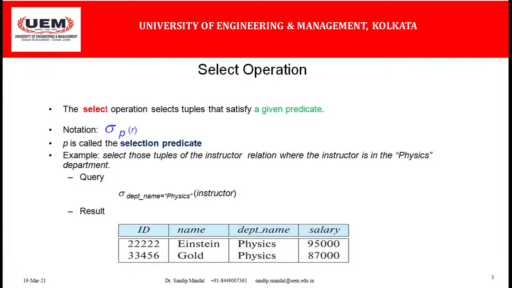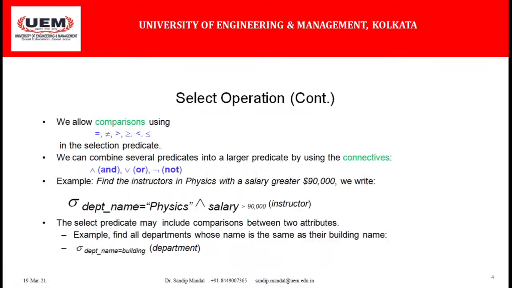For the select operation, we use the sigma operator for the operation, that is select, R is for the relation, and P stands for the selection predicate. So it looks like this: select the instructor name whose department name is physics. Select those tuples or rows from the instructor table whose department name is physics. Here the relation name is instructor, that is R, and the selection predicate is department_name equal to physics. So we covered the select operation as well as the project operation in yesterday's session.